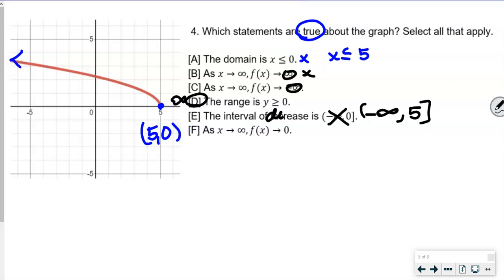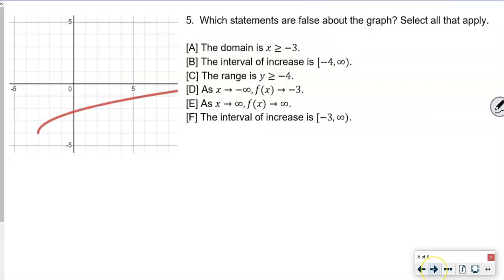And then our final one is as x approaches infinity, what is our f of x? This one is correct. Y'all got me? So that one's correct. And we already wrote it up there, so we should clearly be able to see that. All right, the next one.